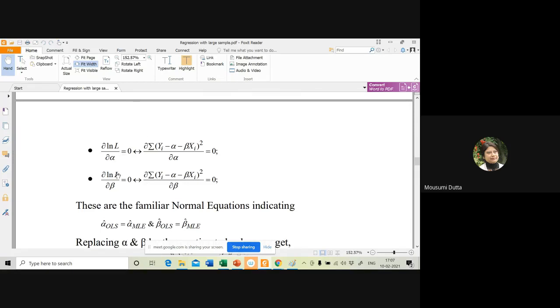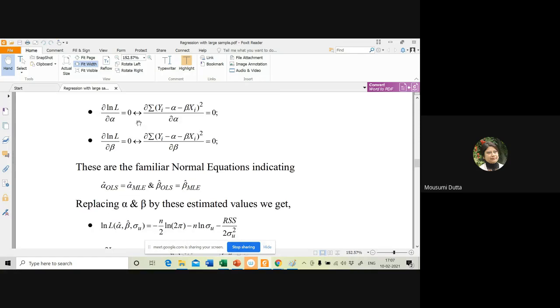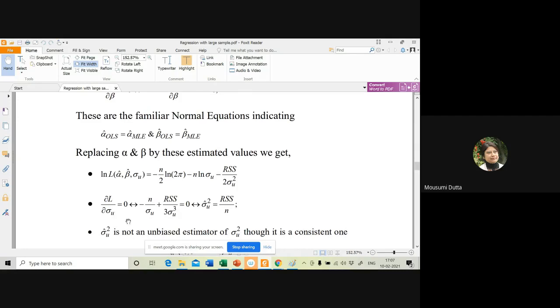So take the derivative of ln L with respect to alpha and beta, and you will get the values for alpha hat and beta hat, and you will find that these are similar to those of OLS. Actually, you are getting the same normal equations. So solving this, you will get the same values. However, when you take the differentiation with respect to sigma u, you are trying to find the value of sigma u hat square. You are getting this to be RSS by n.